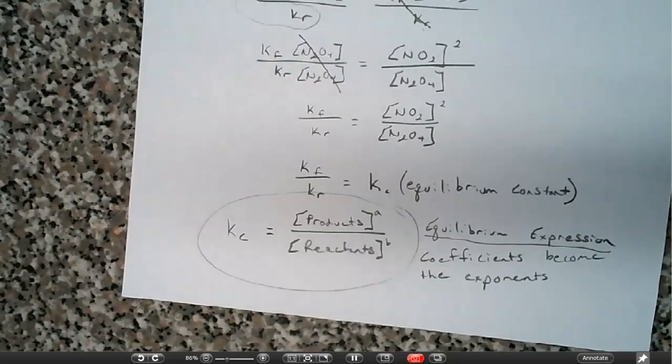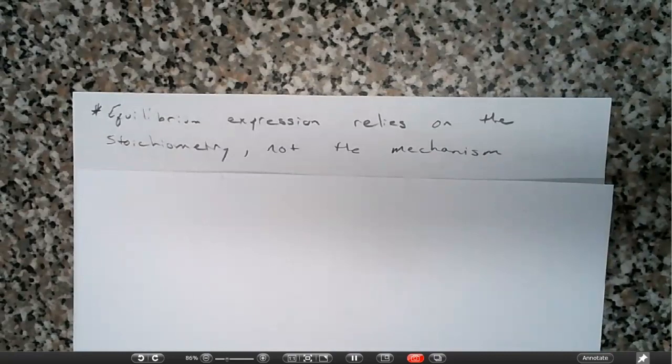All right, we're going to keep moving on. I have here the second page, and this says that the equilibrium expression relies on stoichiometry, not the mechanism. We just got through with rates and mechanisms from chapter 14, but in 15, where we're relying on equilibrium, it is on the stoichiometry, which is the true equation, the reaction that we see.